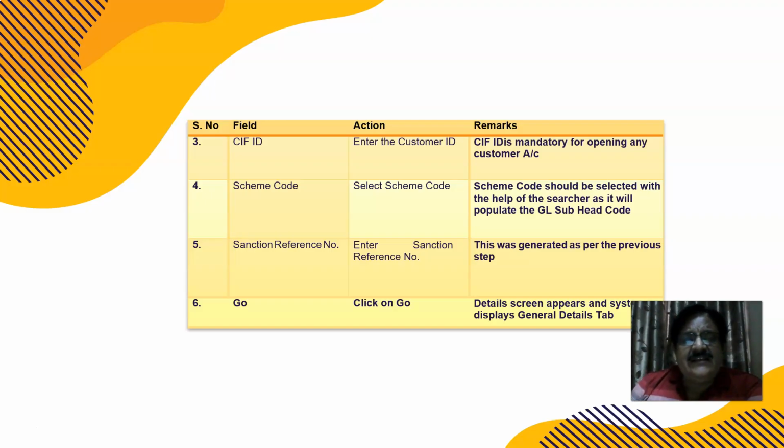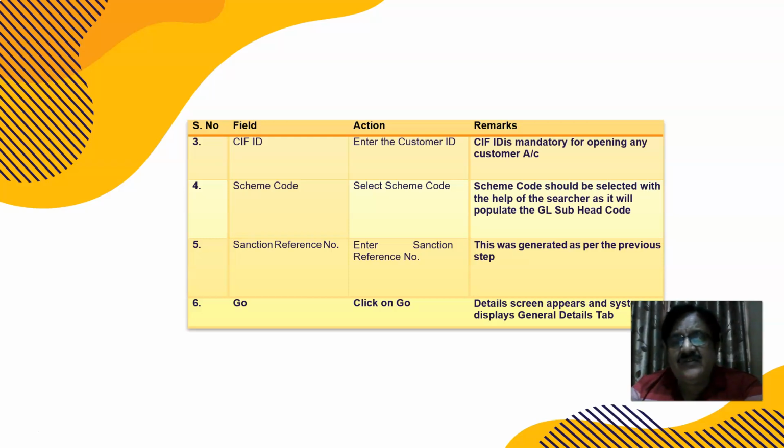right? Then scheme code, under which scheme we want to open this cash credit account, that is again populated, subsidiary general ledger head. Sanction reference number: who sanctioned it, who recommended it, what is the sanction letter date and number, you can write here. It will be there permanently in the system, so that even if the records are destroyed or misplaced or lost, we can find out who had given this sanction, and that can be verified. Click on go.